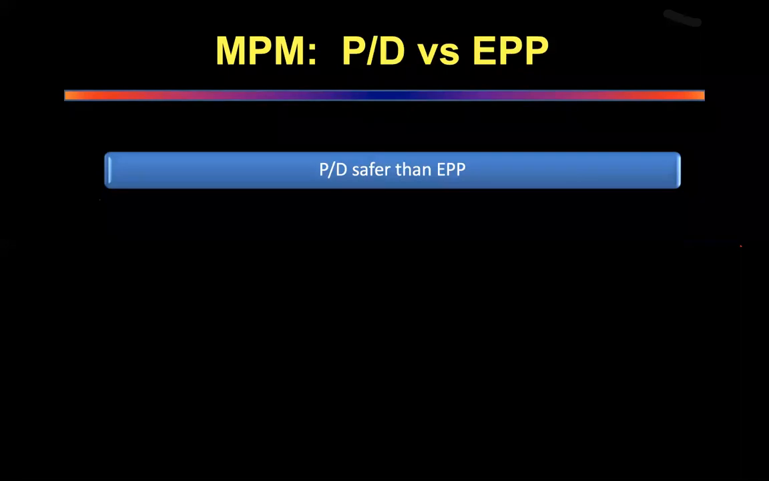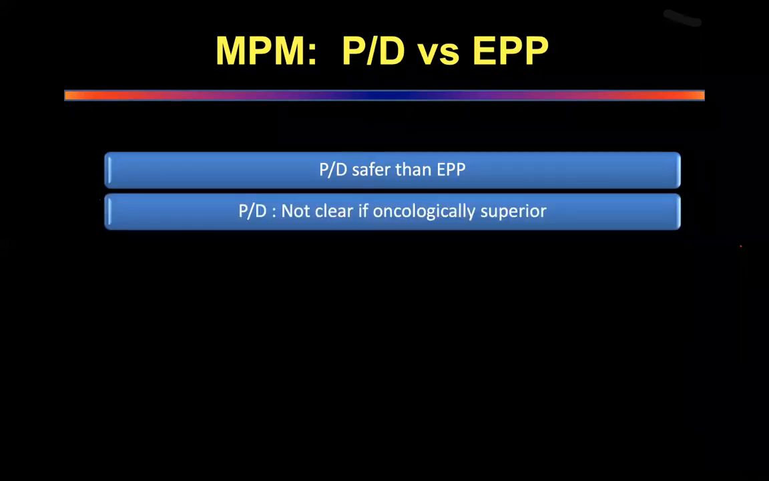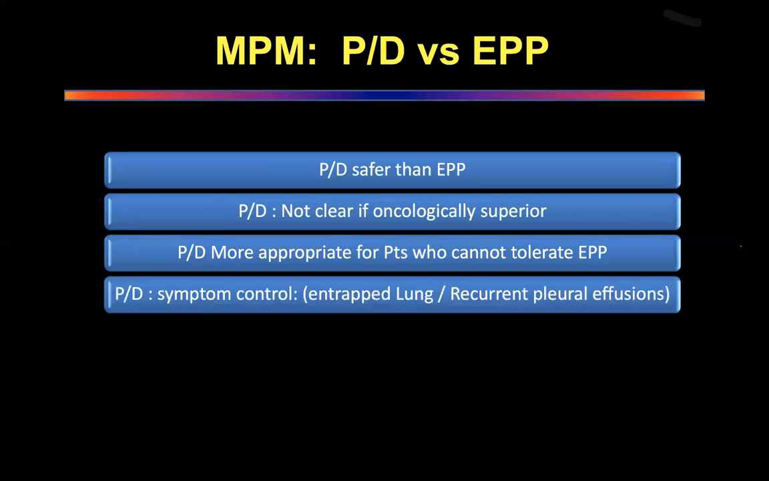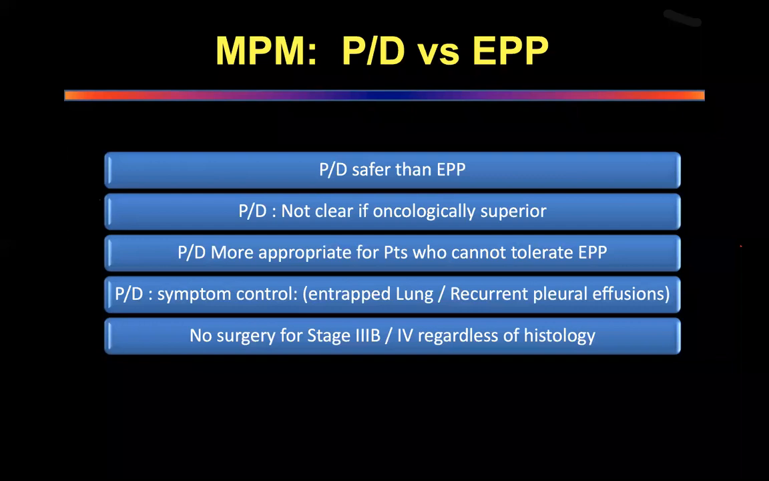We know that PD is safer than EPP, but it's not clear if it's oncologically superior. PD is more appropriate for patients who cannot tolerate EPP. So it is a better tolerated operation. It's good for symptom control. PD is pretty good, particularly when there's entrapped lung or the patient is having recurrent pleural effusion. Then doing a pleurectomy decortication allows the lung to re-expand and fill up the space. But post-operatively, it really takes a lot of effort to stop the air leak and things like that. These are very complex operations with complex post-operative management.